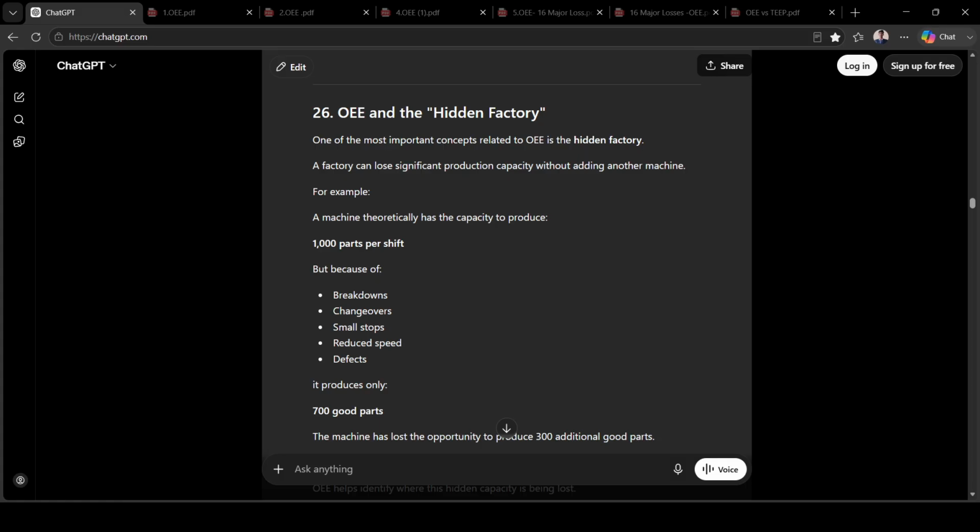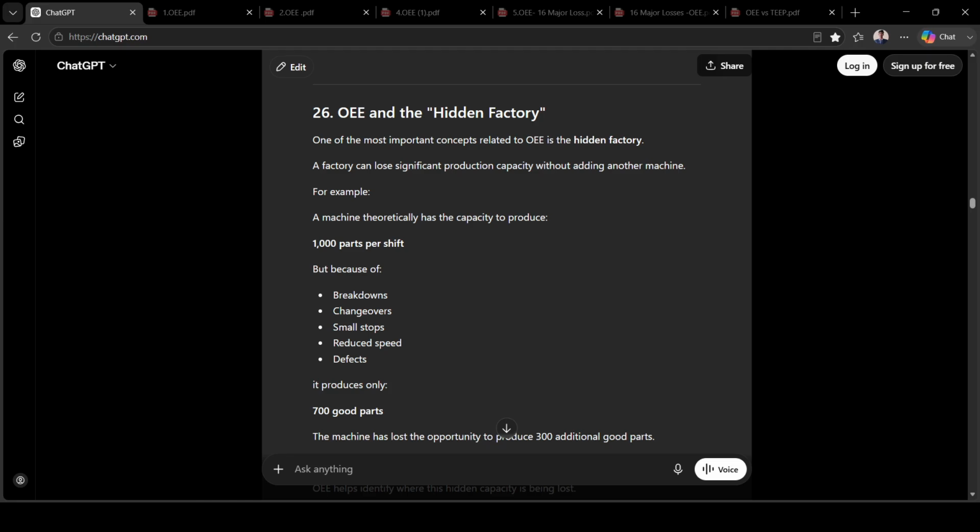So OE and the hidden factory. One of the most important concepts related to OE is the hidden factory. A factory can lose significant production capacity without adding another machine.